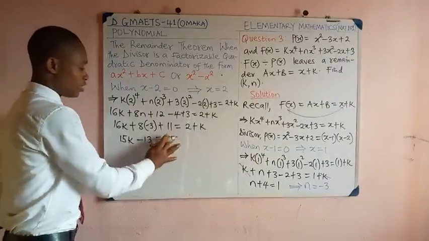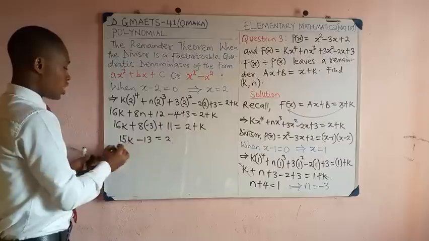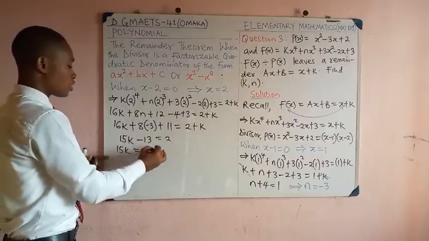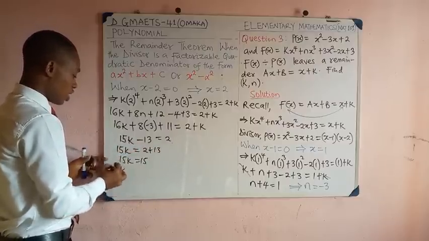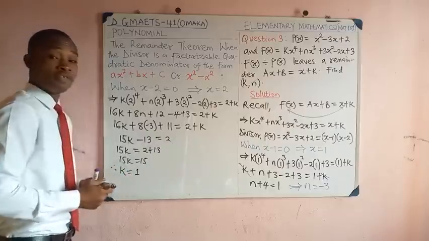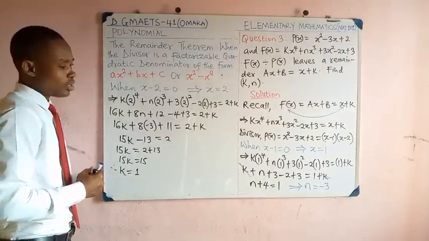Alright, we've moved our k already. So it will be equal to 2. So that 15k will be equal to 2 plus 13. 15k will give us 15. Therefore, k is equal to 1, if you do 15 divided by 15. Alright? So we are done with this.